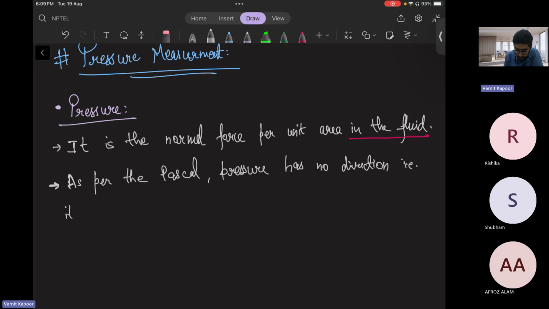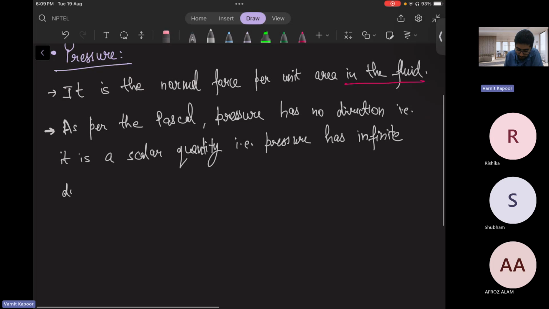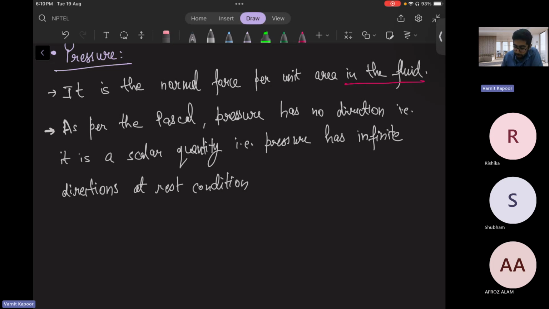That is, it is a scalar quantity. That also means that pressure has infinite directions. Infinite directions, and this is only possible at a rest condition at a point. So to highlight that, at rest conditions, very important. All right. Also, pressure is compressive in nature.